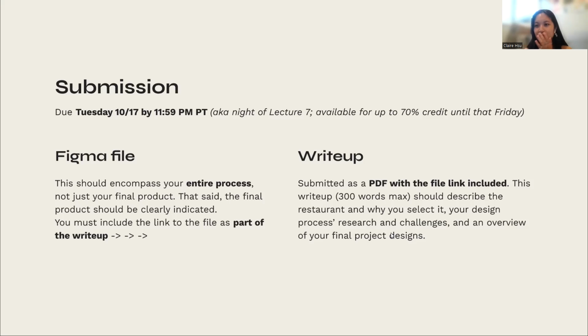So there might be a lot of stuff in your file, but please label the frame or create a different page for your final product. And you must include the link to this entire Figma file as part of your write-up, which is going to be the second part that you're turning in. So the write-up is going to be a PDF with the Figma file link included. And this write-up with 300 words maximum should describe the restaurant, why you selected it, your design process, research and challenges, and an overview of your final project designs.